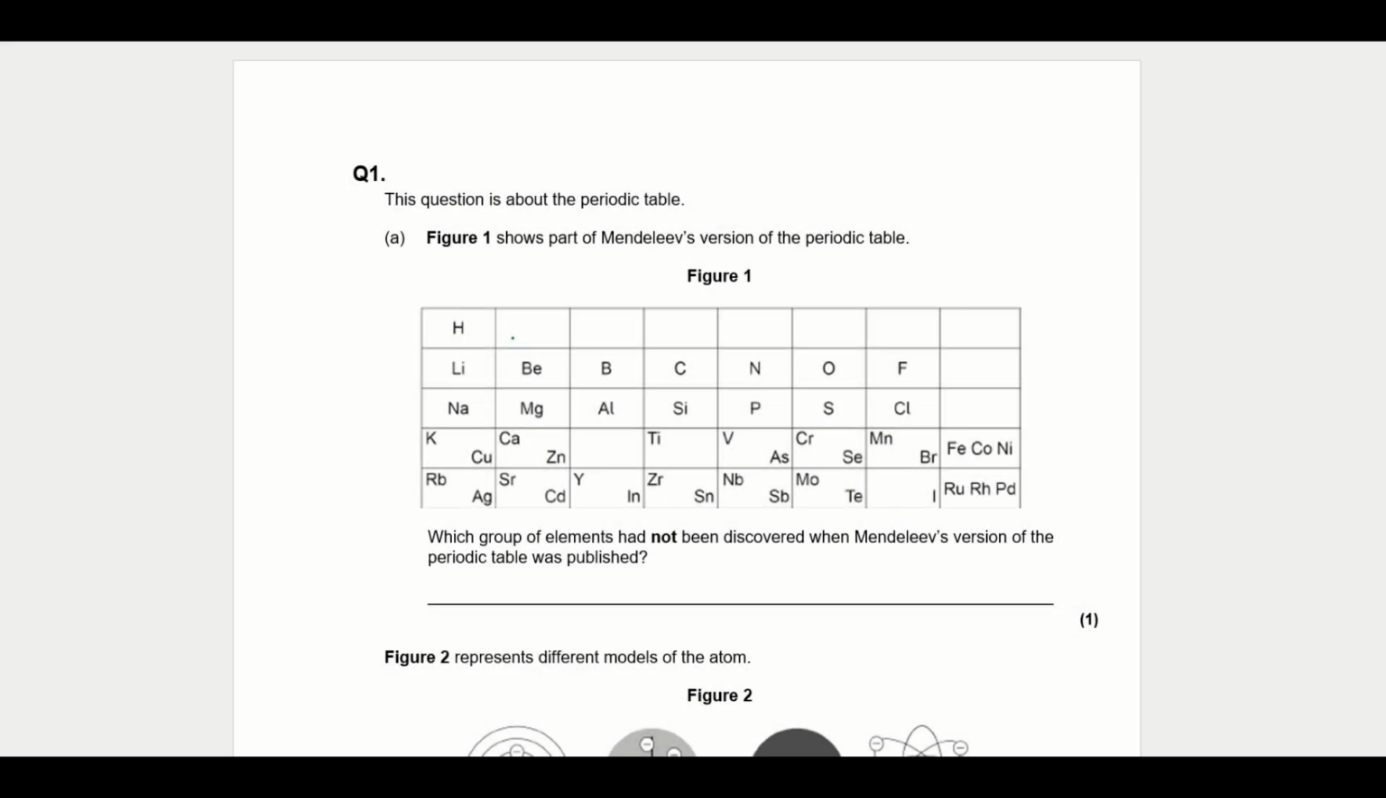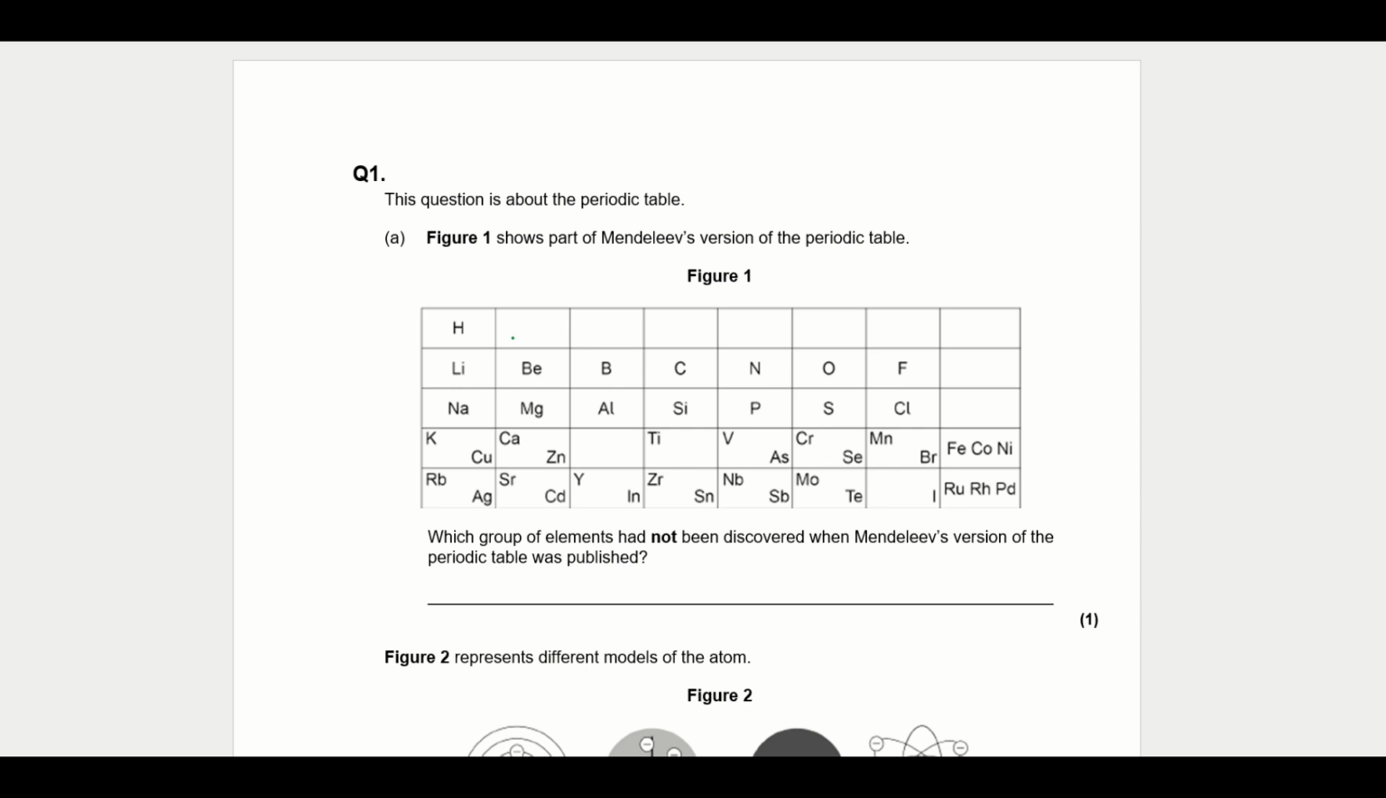This is an exam question about Mendeleev's table and a little bit about the structure of atoms as well. So it says figure 1 shows part of Mendeleev's version of the periodic table. Which group of elements had not been discovered when Mendeleev's version of the periodic table was published?